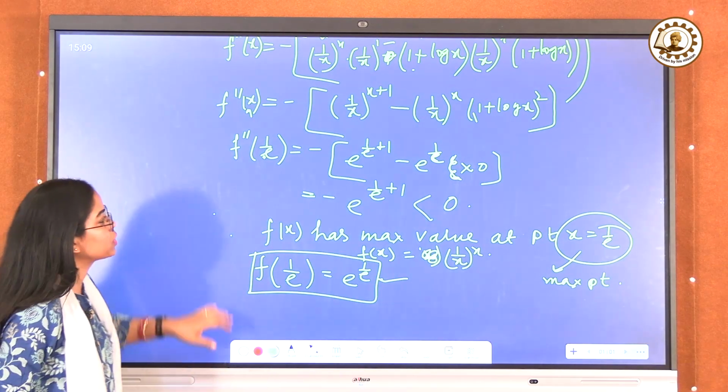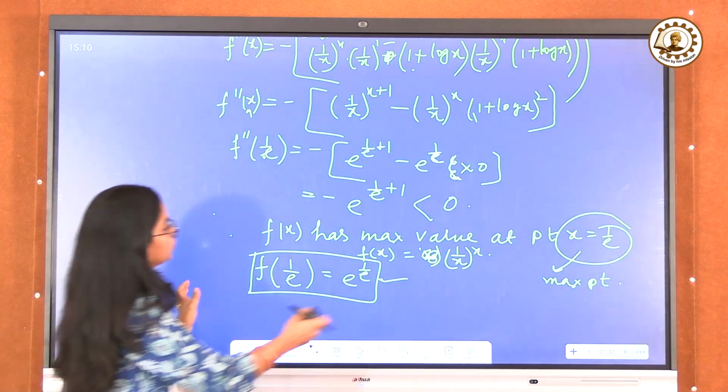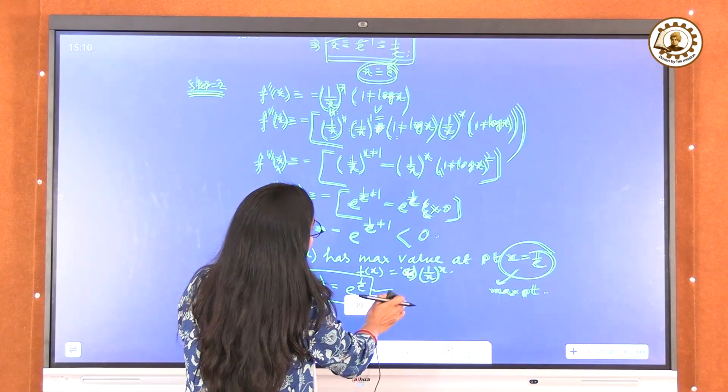So in this way we can find the maximum value of a function by the maxima and minima formula or method.